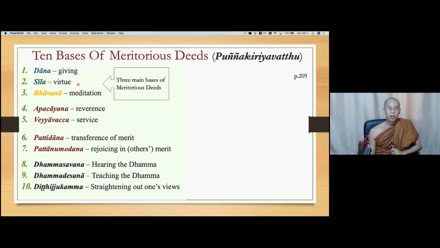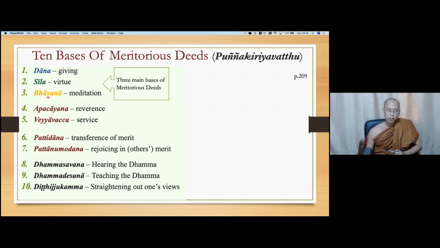We can conclude them in bodily action and verbal action. Okay, so the sila is one of the bases of meritorious deeds: virtue, moral precept. Then bhavana, meditation or mental culture. It is called meditation, or sometimes it is translated as mental culture.